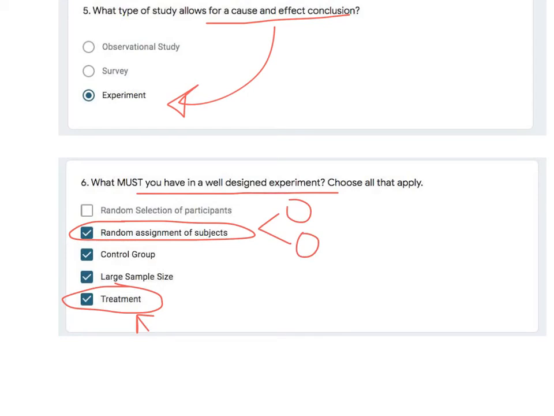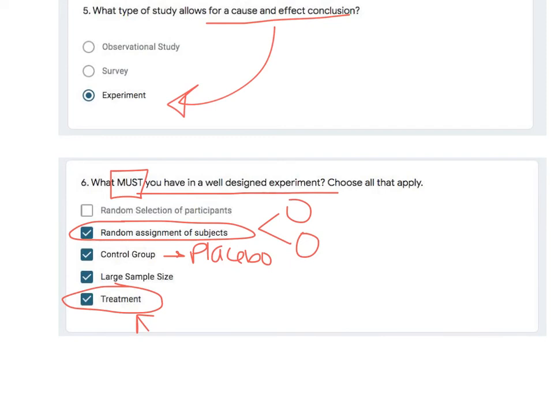A control group is really good to have because you can have your treatment compared to the control. Remember, this is like your placebo. It's a baseline. It's a good thing to have. It's not necessary, but it's a really good thing to have. So I also say it should really be there. A large sample size is also really good. The more people you have in your study, the more you're like the population. So this is really important as well.